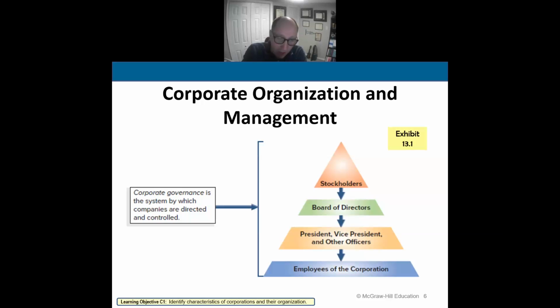Oftentimes, some stock has what they call voting rights, and those voting rights are used to vote for the people that sit on the board of directors. The board of directors oftentimes includes a couple of corporate officers like the president, but there's also a lot of oversight on the board. The board of directors tells the company officers what to do. And of course, the company officers, like the president, vice president, and other officers, tell the employees how to operate the company. This is a very typical corporate governance structure.